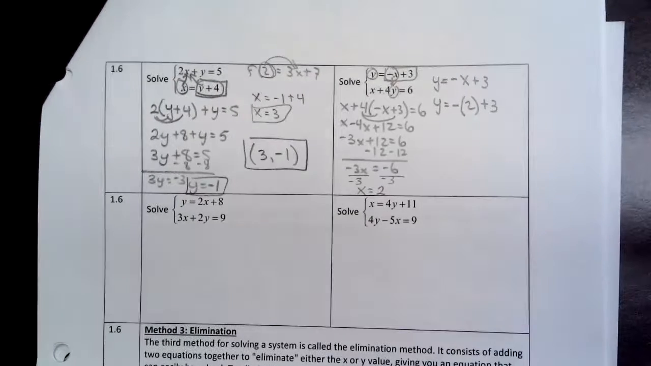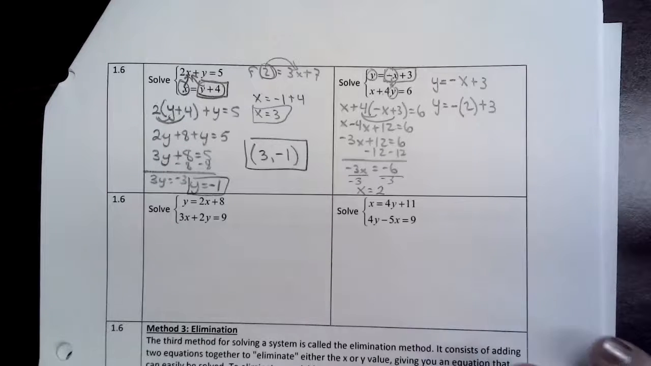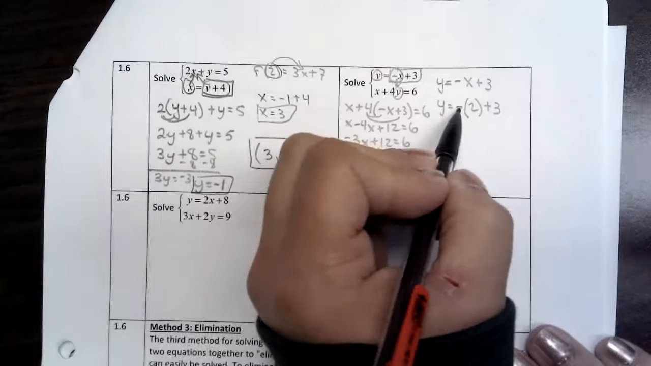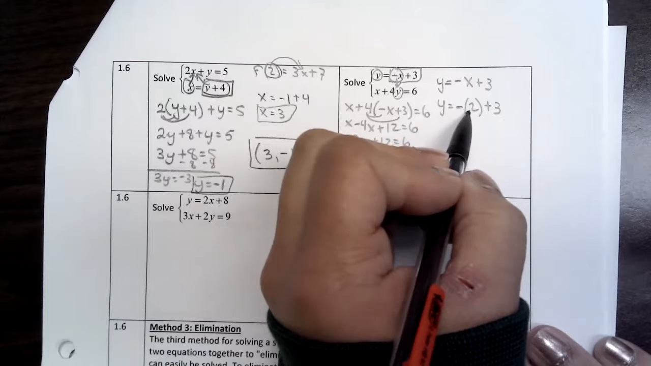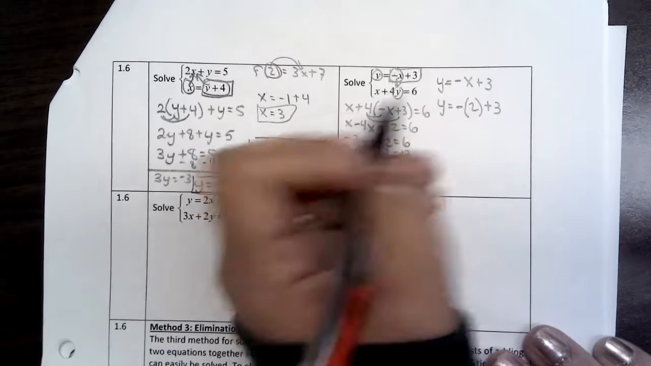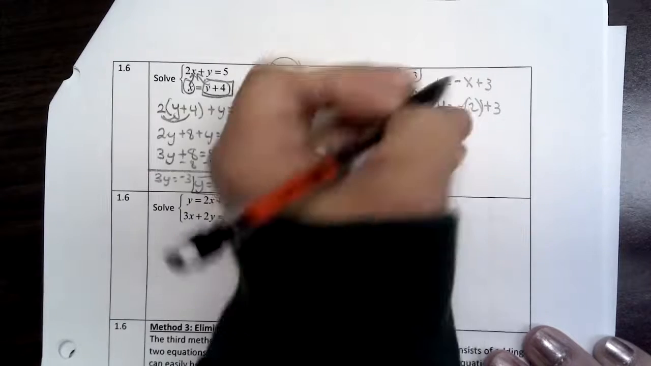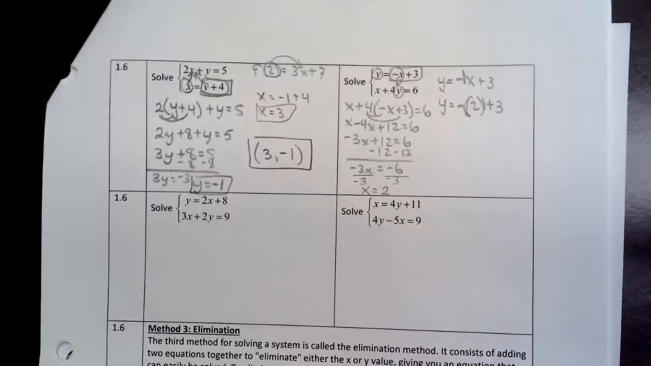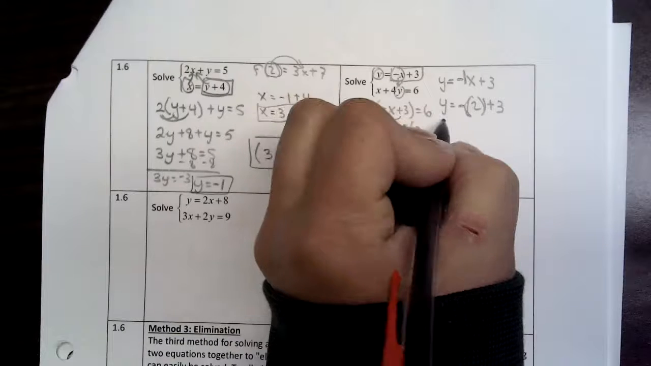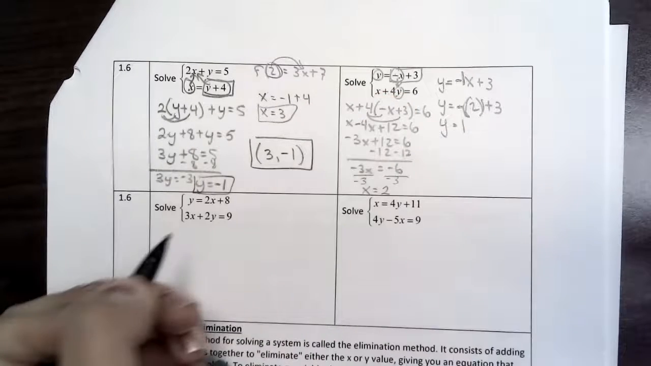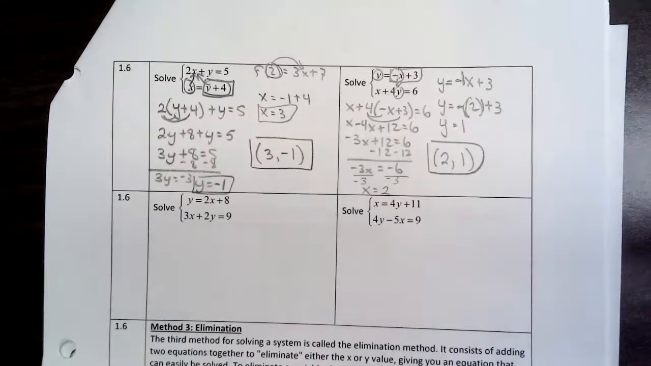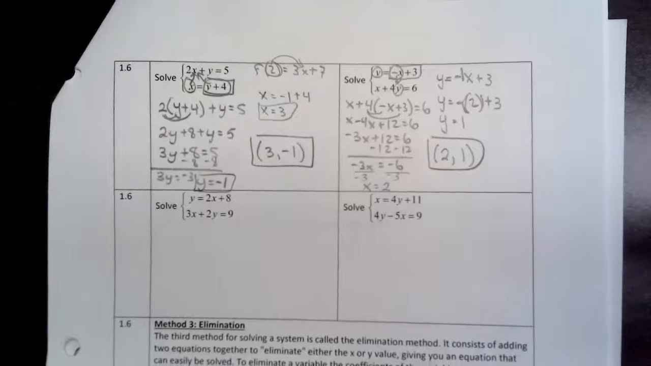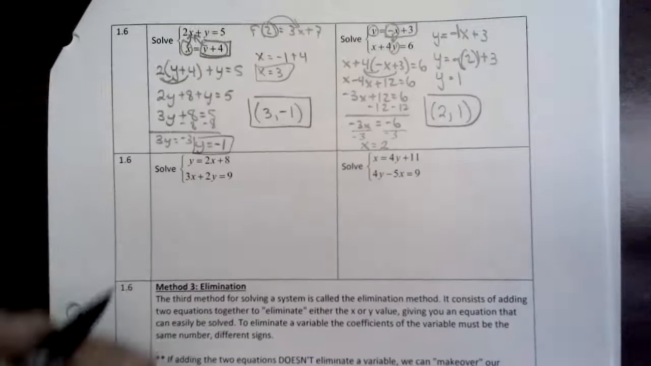I have some students that get confused on that all the time. Because if x was a negative number and this was a negative, a lot of times they wouldn't remember to replace it as a positive. So the x is completely separate from this negative. This negative is like saying -1 times x. All right, so y equals -2 plus 3, which is 1. So my solution is 2, 1. The coordinate 2, 1.